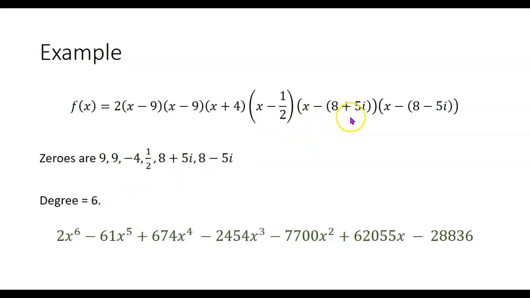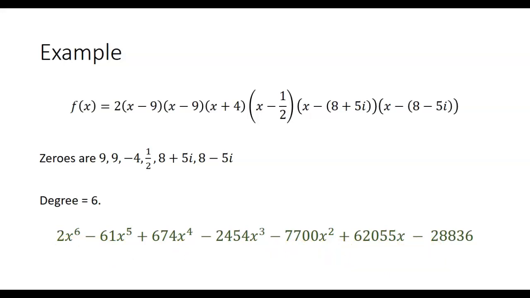x minus 8 plus 5i is a factor, so 8 plus 5i is a 0. And x minus 8 minus 5i is a factor, so 8 minus 5i is a 0. And altogether, there are 6 of these factors that involve x, that are made up of x minus some number. So the degree of this polynomial is 6. If you multiplied all of this out, it would involve a term that had x to the 6th power. In fact, down here at the bottom of the screen, I'm showing what you actually would get if you multiplied it all out.